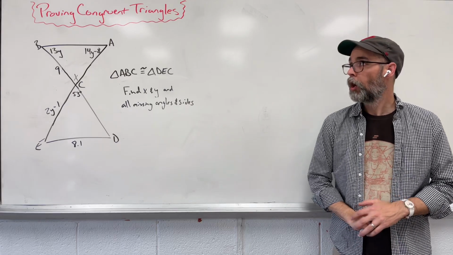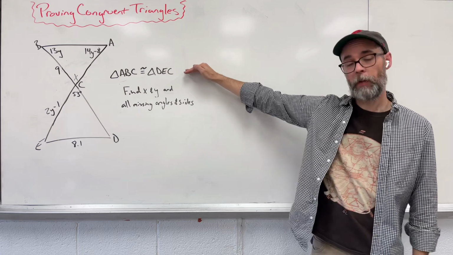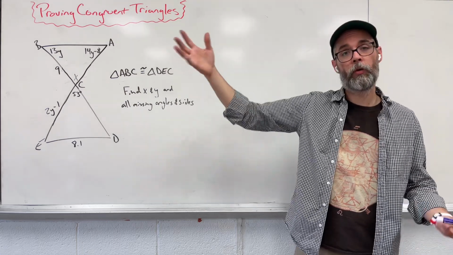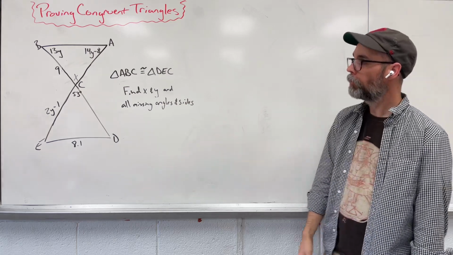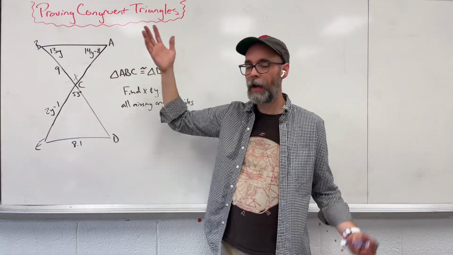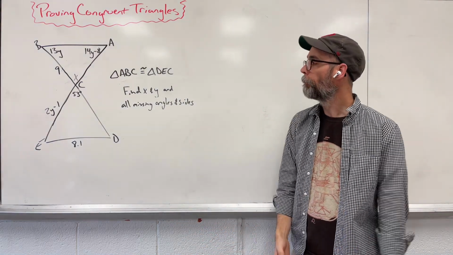Today we're going to take a look at proving triangles congruent to each other, where we have a statement saying that they are congruent. We're going to find all the missing parts to everything that says that they are congruent to each other. So given two triangles, we have some information that's labeled that's important, some of it that's not important.